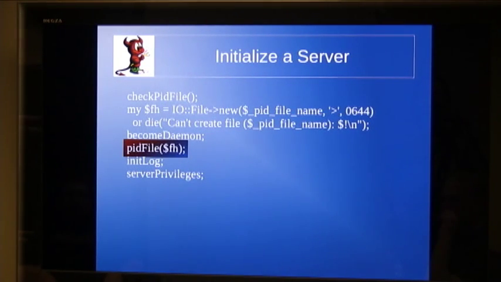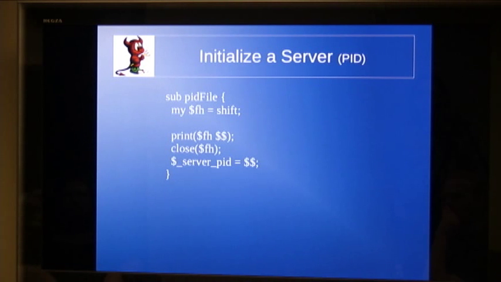So back to initializing the server, we've become a daemon. We're our own process now, and we just need to write the process ID file. We have the file handle, so we just pass that in, and of course the $$ is the current process ID. We write that to the file handle, and then we close the file. And then we save it for later because we do need the primary server's process ID number, so we can do something with privileges a little bit later.